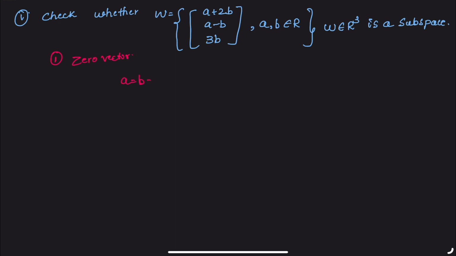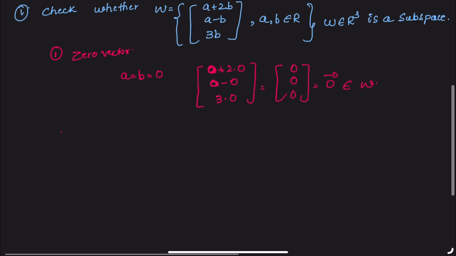So let a and b be equal to 0 and substitute. Both are 0, so 3 times 0 gives a vector of the form (0, 0, 0). That is the zero vector, therefore it belongs to W, the subset.